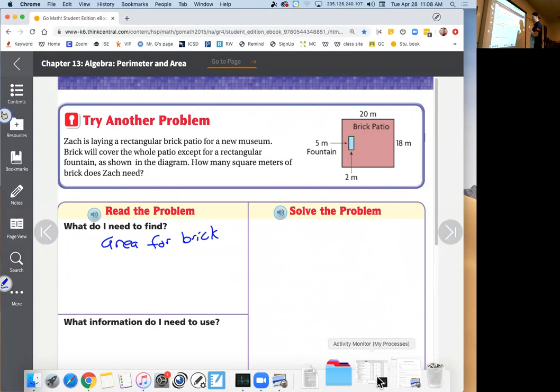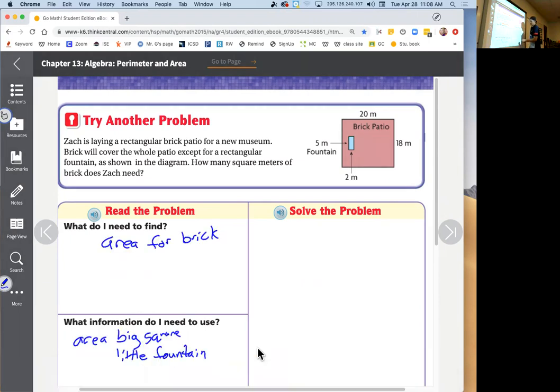What information do I need? I need the area of the big square and the area of the little fountain. So let's find the area of the big one. That is going to be base times height. The base is 20. We're going to go 20 times the height, which is 18. All right, let's go 20 times 18.